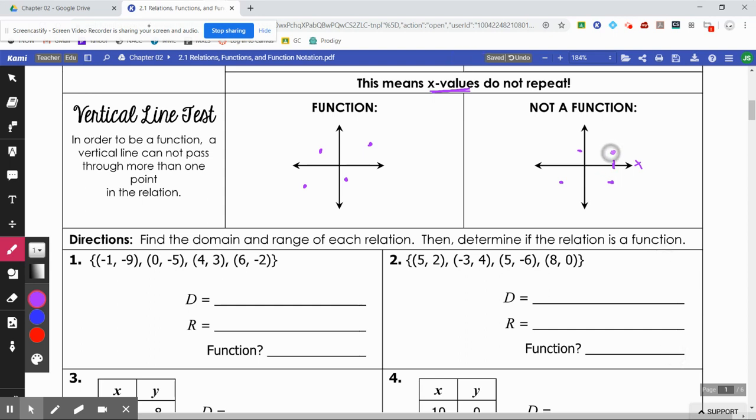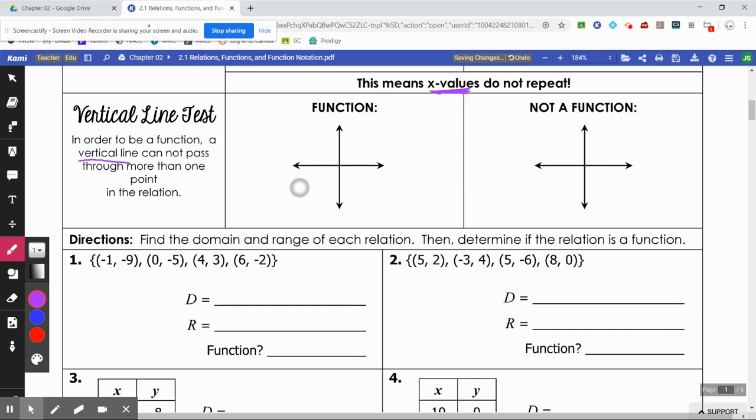If you ever have a point above another point, the actual vertical line test says, in order to be a function, a vertical line cannot pass through more than one point in the relation. A vertical line right here would actually pass through both of those points. What that means is this x value repeats. Maybe this is 3, and 3 is paired with 2 and with -3 or something like that. But in order to be a function, a vertical line cannot pass through any 2 points on the graph.